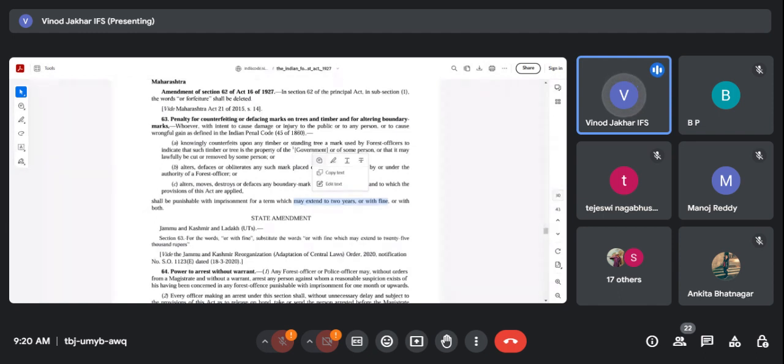And they will ask you, how will you tackle encroachment? That is a situational question that we will deal with later. How to deal? You don't have to be that dabang and rowdy forest officer. Sir, chale jayenge ek ranger leke aur sabko bhaga denge. No, this is not a mature answer, and you also will not give this answer.